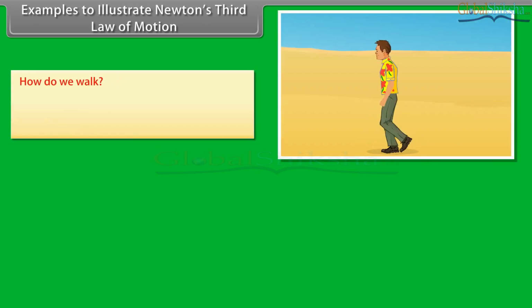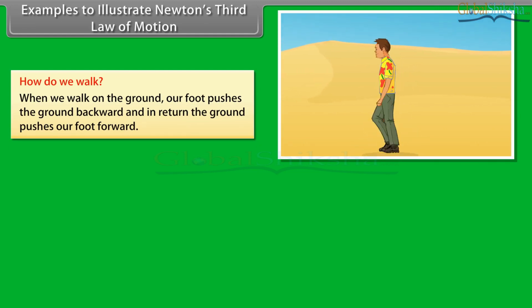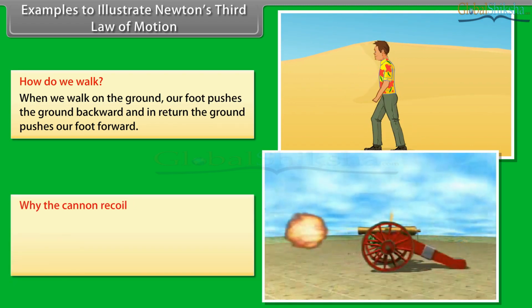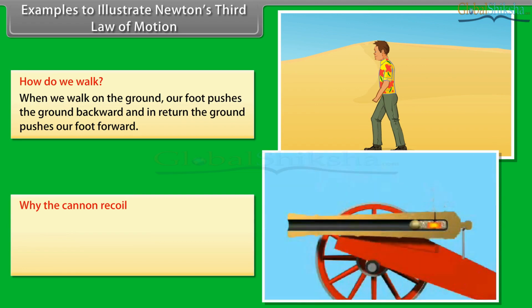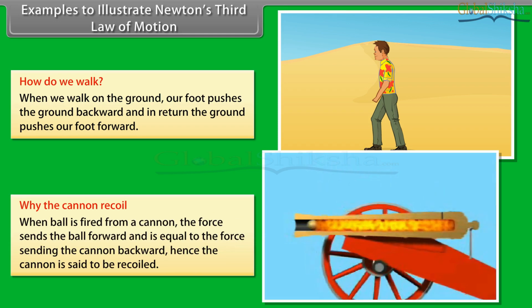How do we walk? When we walk on the ground, our foot pushes the ground backward, and in return, the ground pushes our foot forward. Why does the cannon recoil? When a ball is fired from a cannon, the force sending the ball forward is equal to the force sending the cannon backward, hence the cannon is said to recoil.